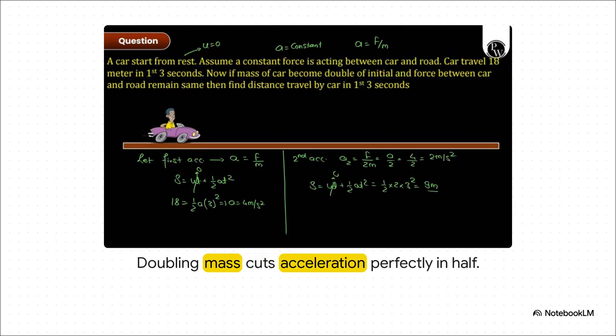But what happens when the actual physical realities of the car change? Thanks to Newton's rules, we know acceleration is simply force divided by mass. So if the car suddenly becomes twice as heavy, maybe you loaded up a ton of bricks, while the engine force stays exactly the same, the acceleration gets cut exactly in half. A car that initially covered 18 meters in 3 seconds is now only going to cover 9 meters in that exact same time frame. These real-world physical changes instantly and perfectly alter the acceleration variable inside our master formulas.